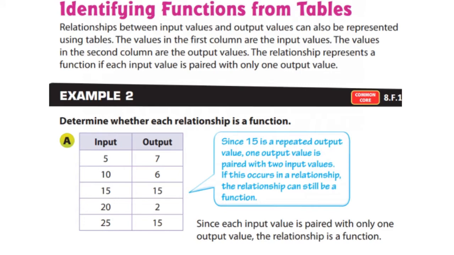All right, continuing on. This is identifying a function from a table. Basically what you want to do is look at your input. You don't want any number in the inputs to repeat. If any input repeats, it's not going to be a function. Since none of these numbers repeat, I would say that this table is a function.